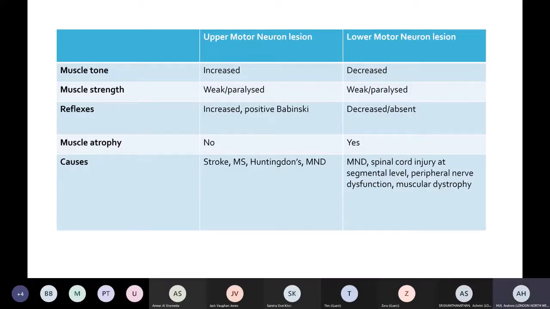And this is a very important table, just reminding you guys about the difference between upper and lower motor neuron lesions. Of course, the upper motor neuron lesions with your hypertonia, your hyperreflexia with positive Babinski sign, and your lower motor neuron lesions, typically they'll talk about atrophy or fasciculations.